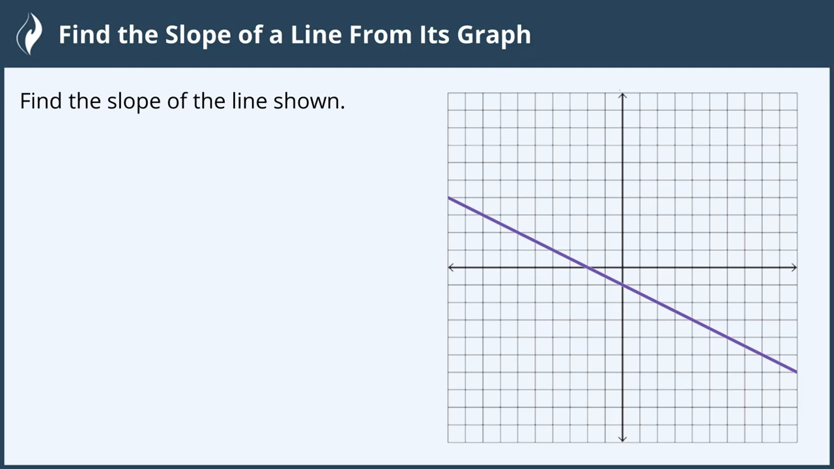Hi everyone! In this video we will find the slope of a line from its graph. Find the slope of the line shown.